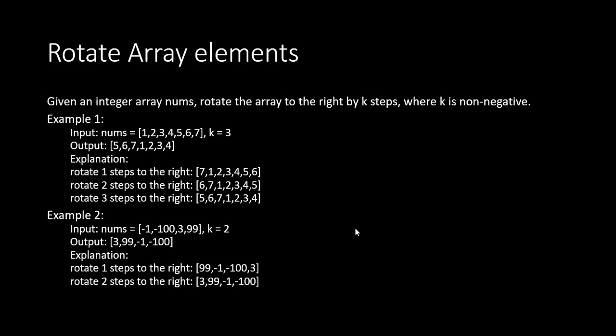Another example could be if you have -1, -100, 3, 99 and k equal to 2 times. First you will bring 99 to the front, you will push the rest of the elements to the right side, same thing, and you will do 3, and then push again. So this is the problem statement, right? You need to do this in the fastest way possible. Okay, so let's look into the approaches that we have at this point.